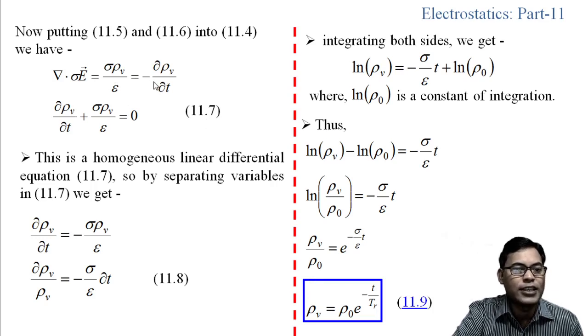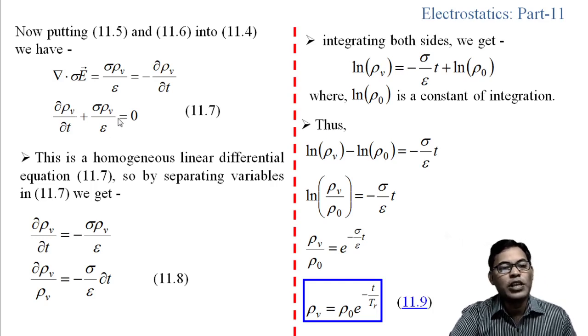Now from the second and the third part, we will get expression 11.7. You see that this is minus, so if you take it to the left hand side of the equal sign, then it will be dou by dou t of rho V plus sigma rho V by epsilon equals 0. Now from expression 7, we can say that this is a linear differential equation. So to solve this expression, we need to separate the variables.